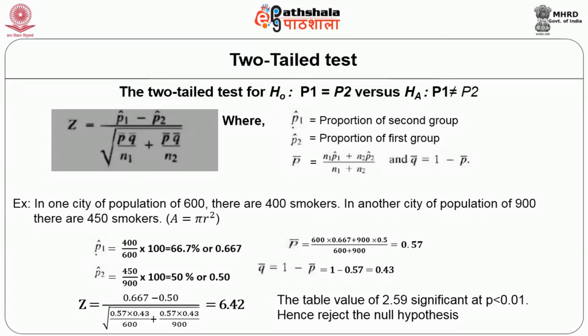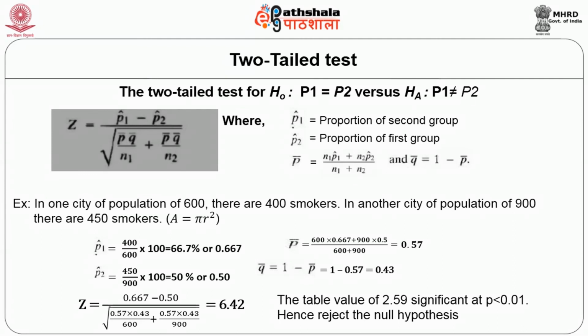We would like to see whether the smoker prevalence is more in the first city or in the second city. So, if we calculate the prevalence of the first city, 600 men taken from them and 400 are smoking, it is almost 56.7%, and 450 are smoking from 900 from the second city, so 50% are the smokers. By substituting this value in the formula given above, we found that the value of Z is 6.42.